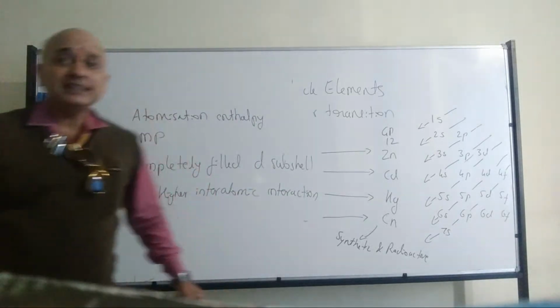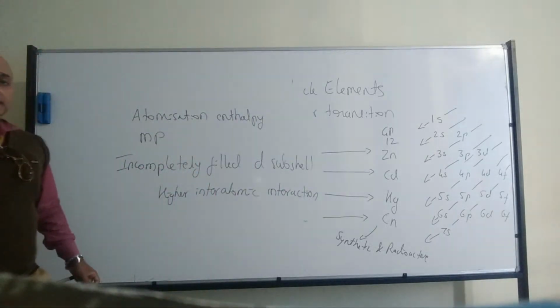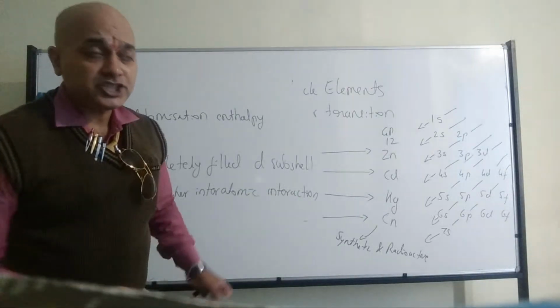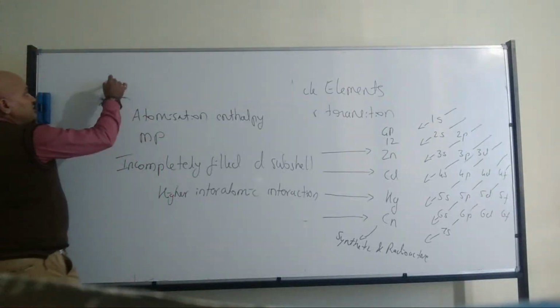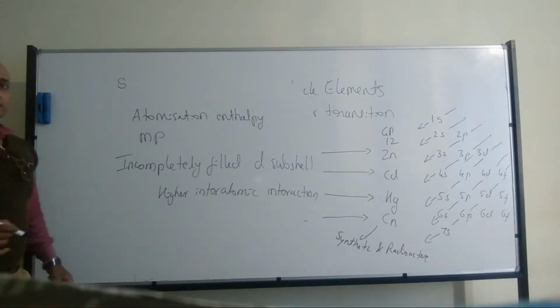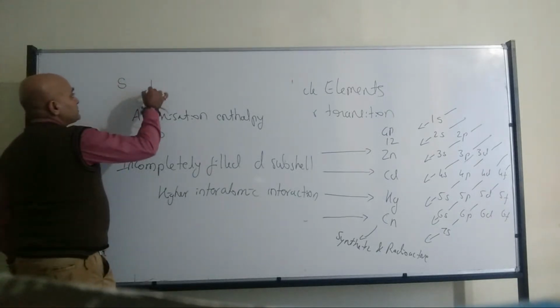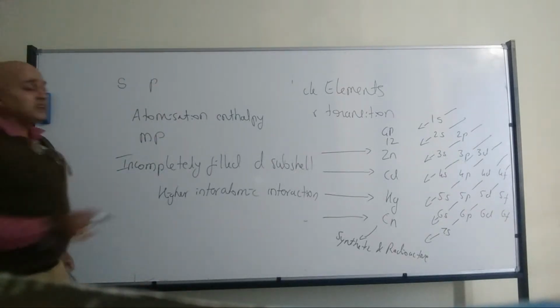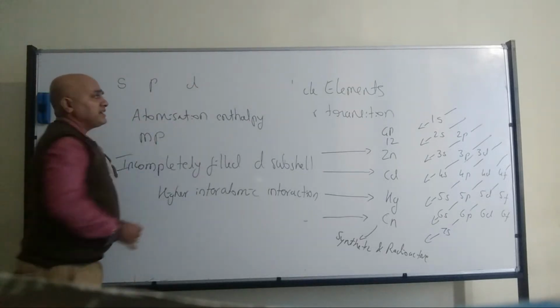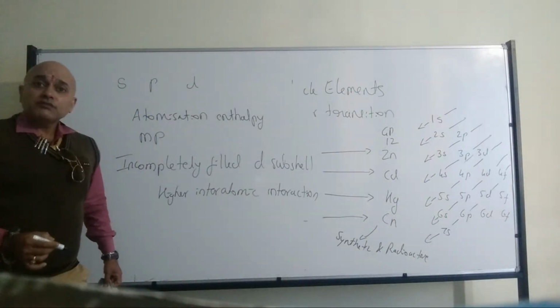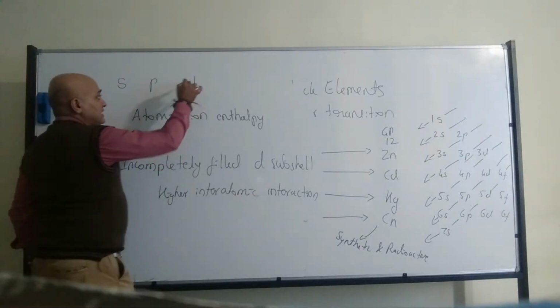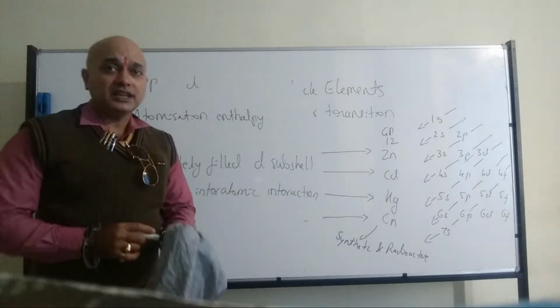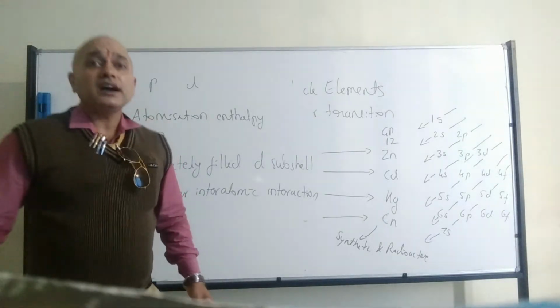If you recollect the first year topic, atomic structure, those electrons present in the s subshell are close to the nucleus and have a higher nuclear force acting on them. Then comes the p subshell, which has a bit less compared to s. Then comes the d, which has less compared to p. So the electrons present in the d subshell feel less nuclear force.